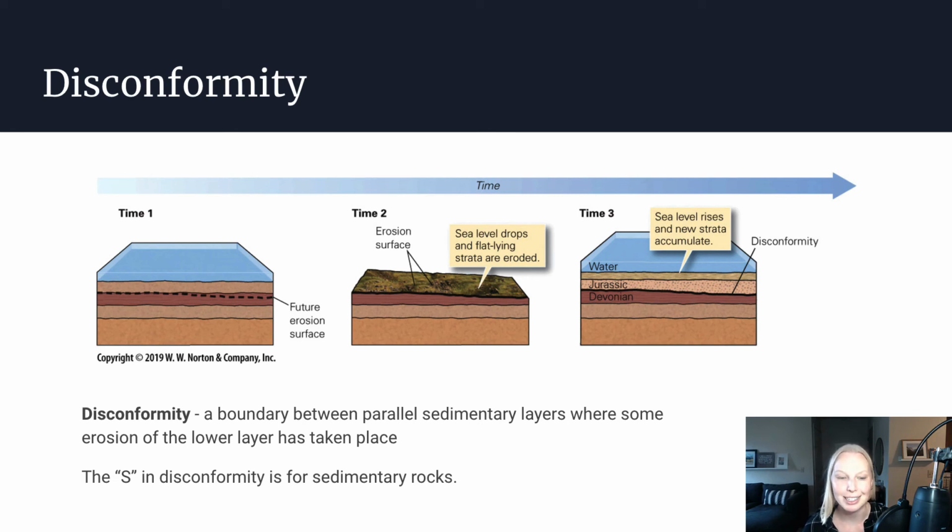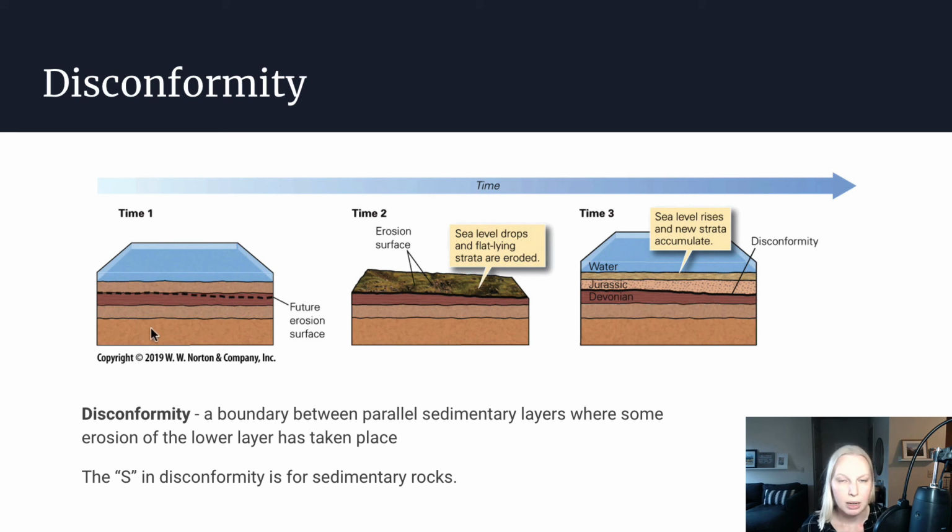In order to keep these straight in my mind, I try to remember that disconformity has an S in it, and that stands for sedimentary rocks. In practice, these are the hardest ones to identify because it just looks like sedimentary layers on top of sedimentary layers, and unless there's a very clear erosional surface, these are pretty hard to spot in practice. The way that these develop, as you can imagine, involves the erosion of sedimentary layers.